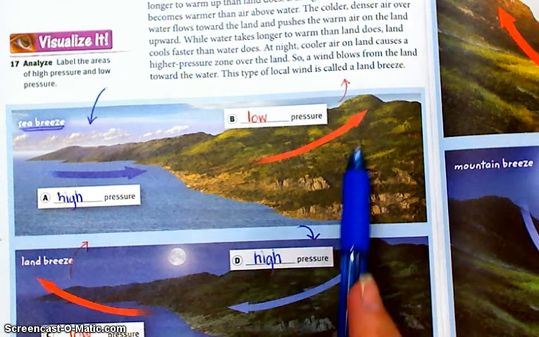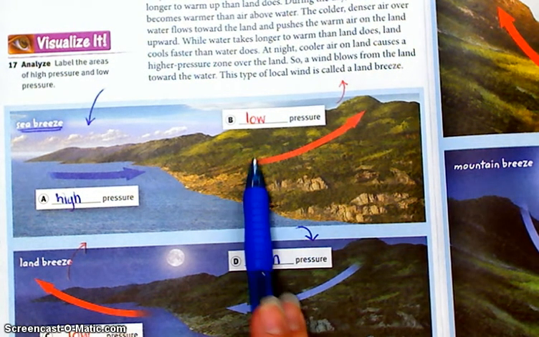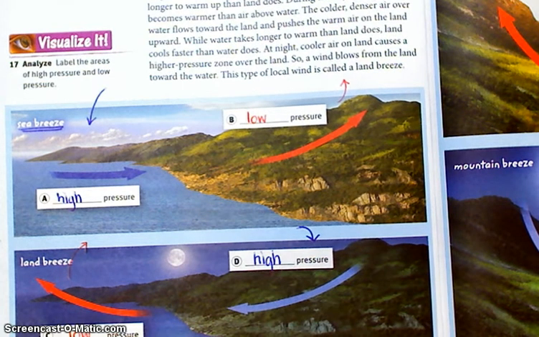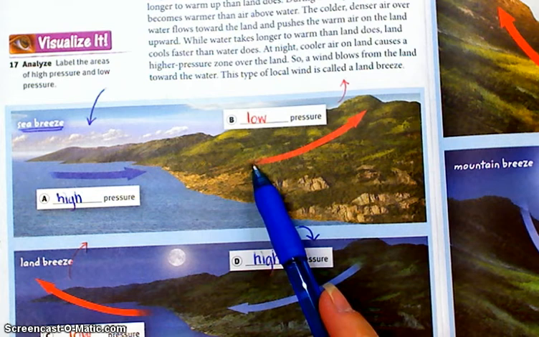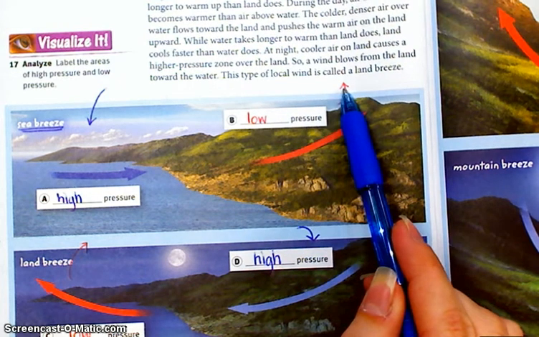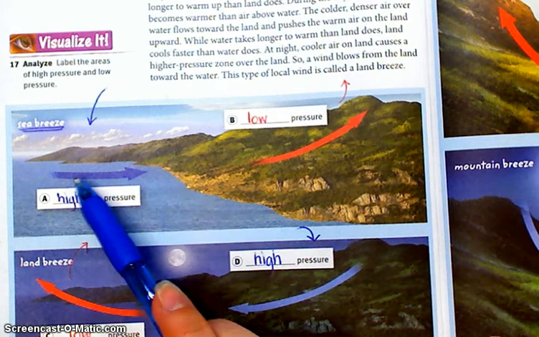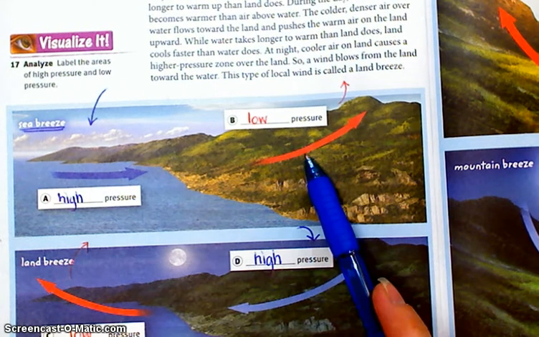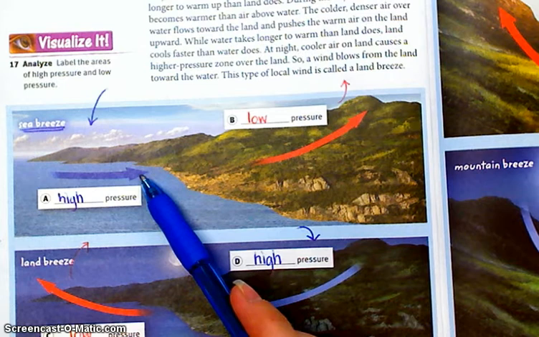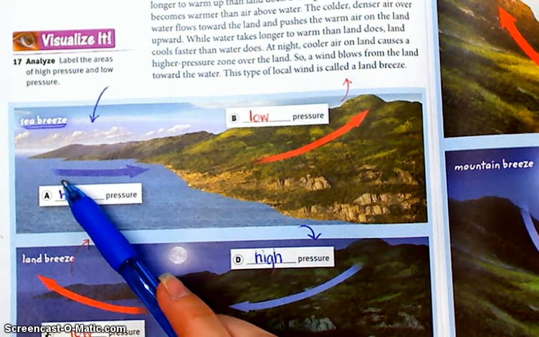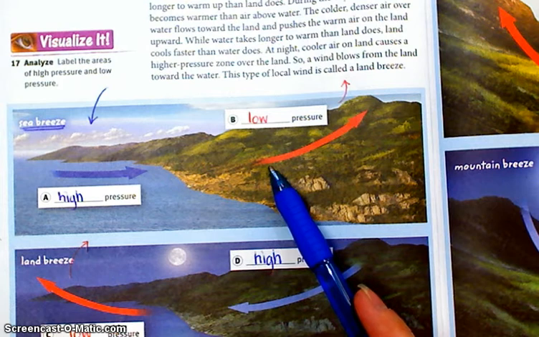So during the day, the land heats up a bunch and the air above it also heats up. And warmer air is less dense, which creates low pressure, and so that air is going to rise. And as that air rises, air is going to come in and take its place, and that air is going to come from an area of higher pressure. Okay? So the air that's coming in to take its place is coming in off of the ocean or off the sea. That's why it's called a sea breeze.